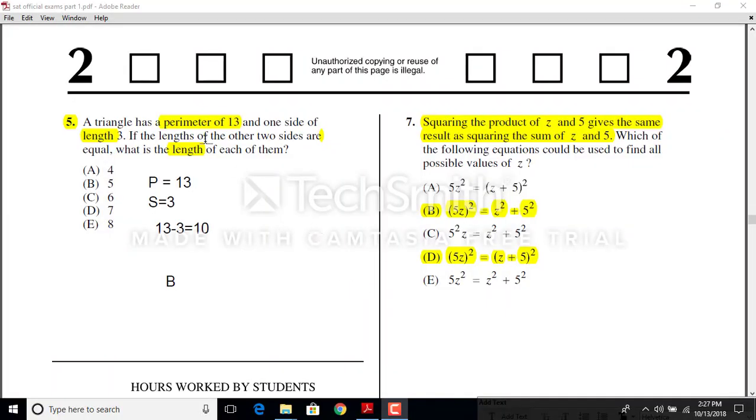Okay, solving SAT official exam. Part 2, number 5. A triangle has a perimeter of 13 and one side of length 3.